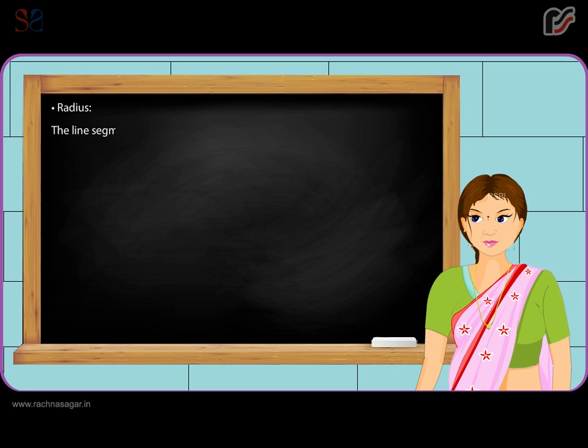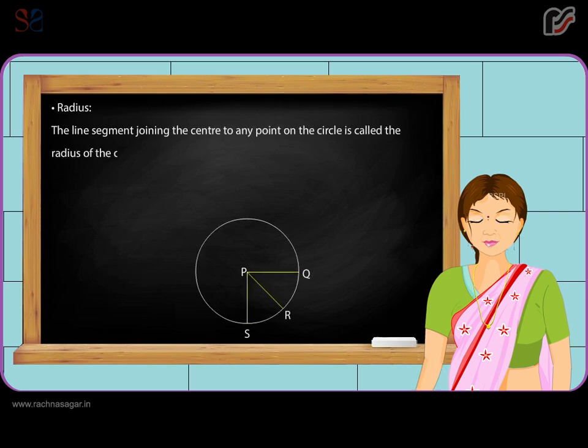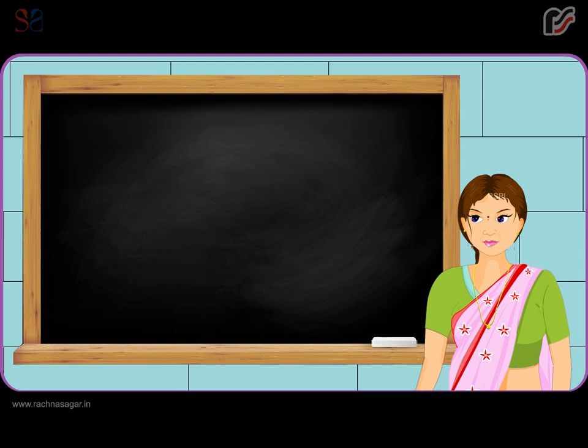Radius. The line segment joining the center to any point on the circle is called the radius of the circle. Take any point Q on the circle and join it with the center P. The line segment PQ is the radius of the circle.